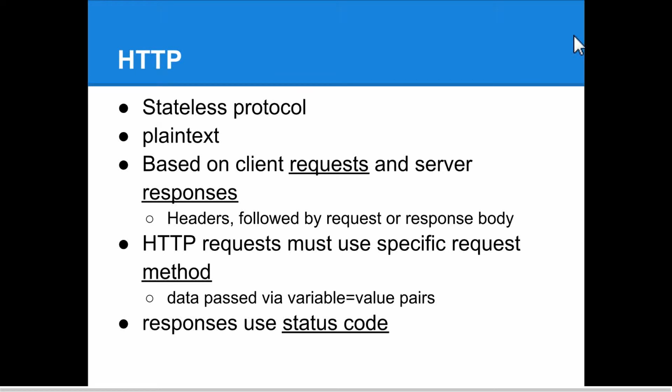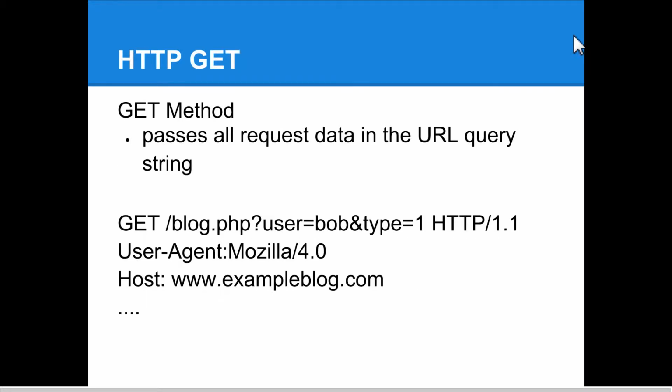The data that's passed to the server in the request is essentially a variable equals value pair, and they can be delimited by a number of things, ampersands or commas. And the responses that the server sends use status codes. So there's two methods for making requests. The first one is HTTP GET.